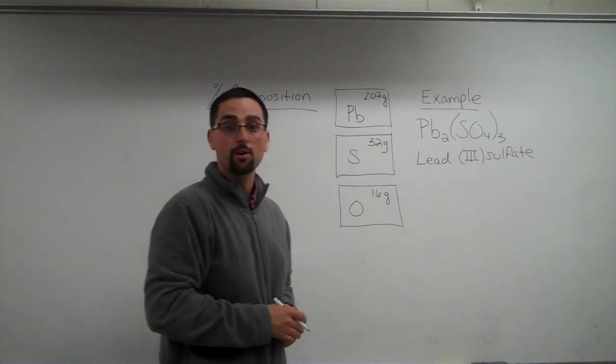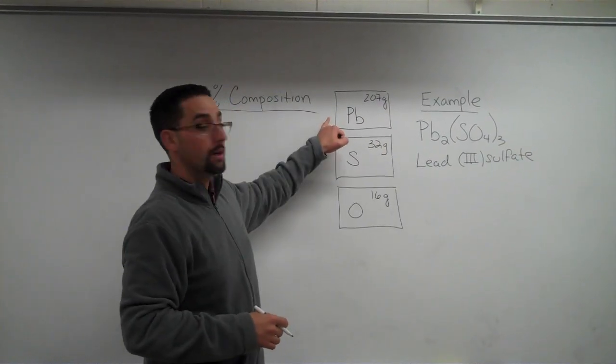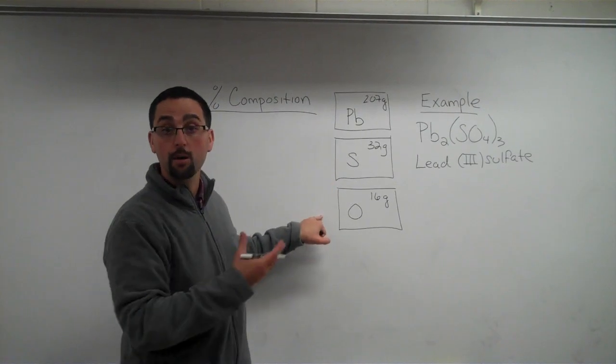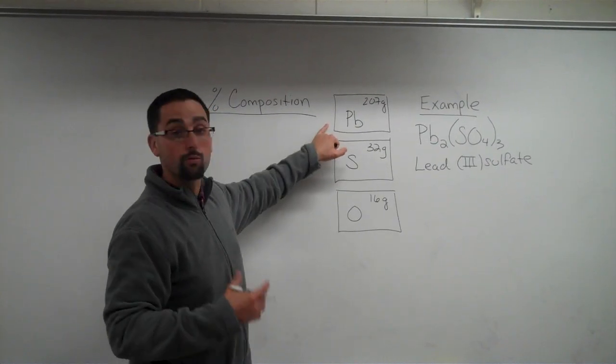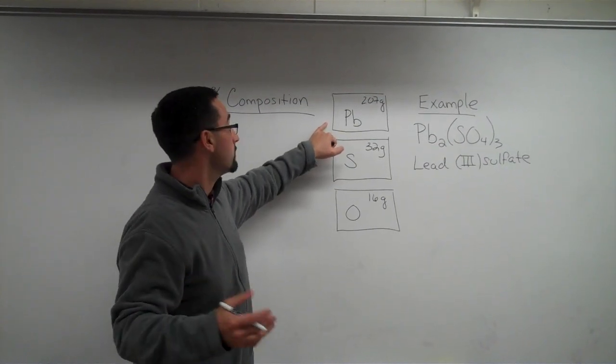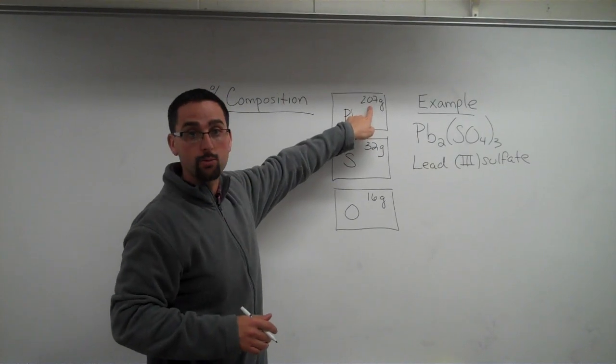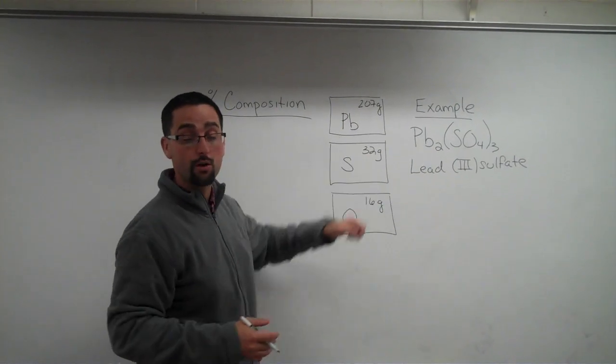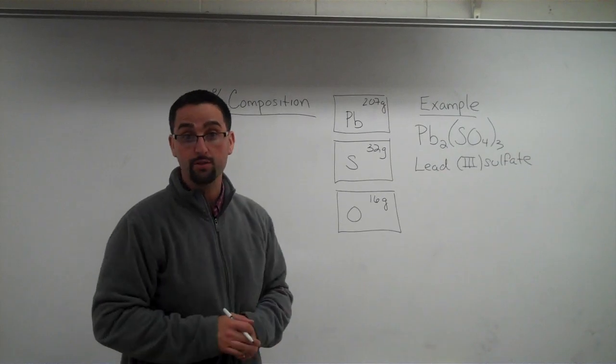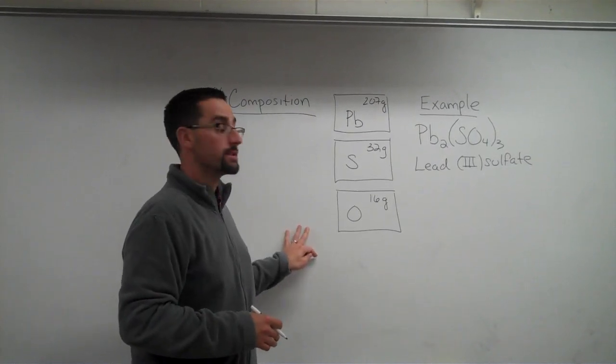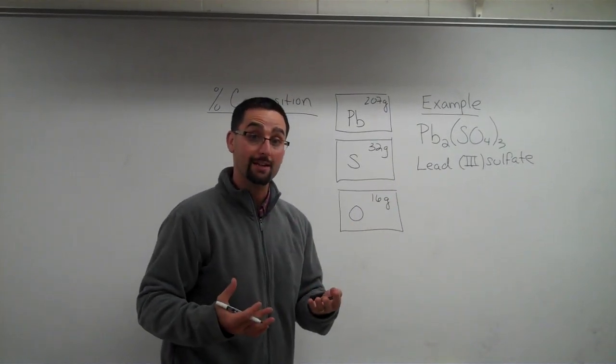And we're going to try to determine the percent composition of each of the three elements that make up lead 3 sulfate. So using whole numbers rather than decimals for molar mass, we have lead is 207 grams per mole, sulfur is 32, and oxygen 16. So what we're going to do first is decide what's the molar mass of this.